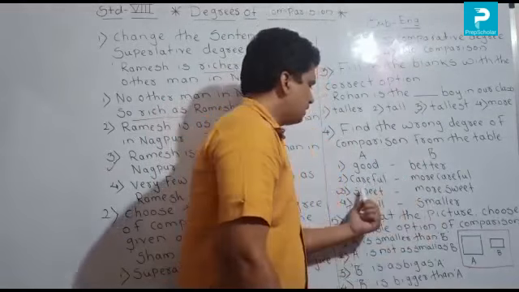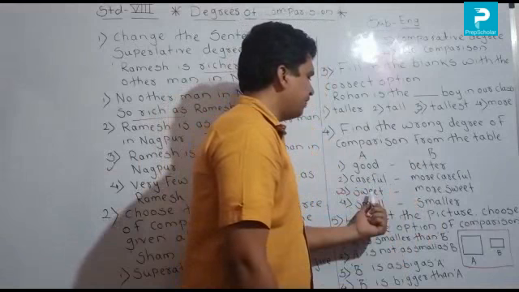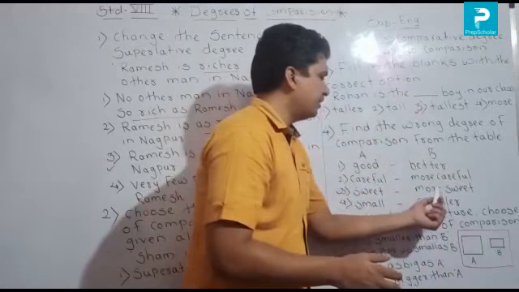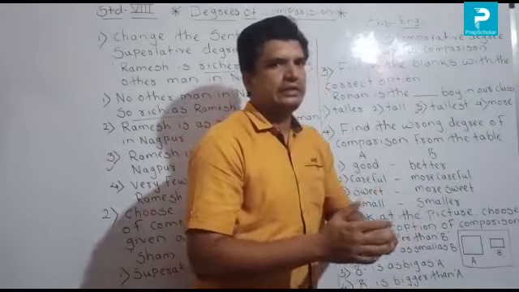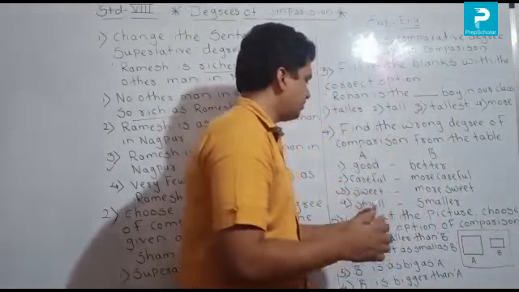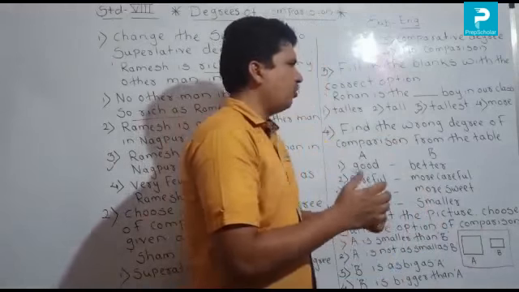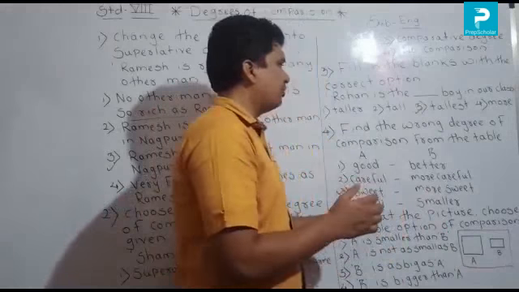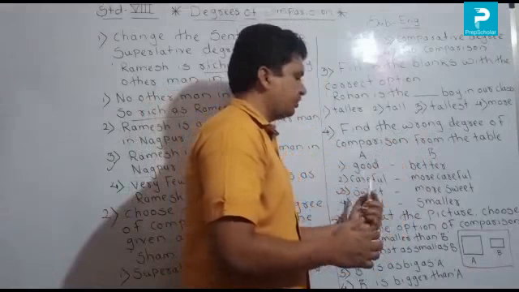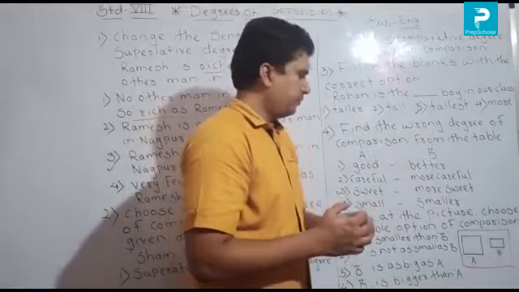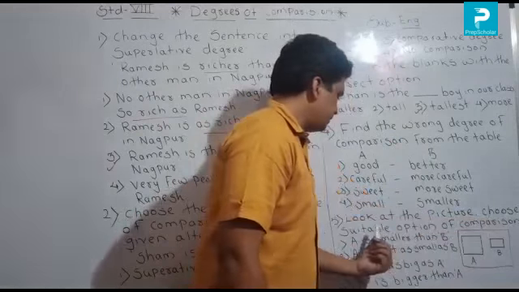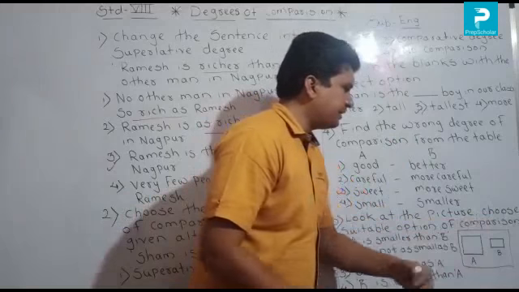So option number 3 is wrong here because we are given sweet, and the comparative is sweeter, but we wrote more sweet, so it is wrong. Okay, so option number 3 is the wrong comparison of degree. Here we choose the wrong degree of comparison, so option number 3 is correct here. Now fifth number question, look at the picture, choose the suitable option of comparison.